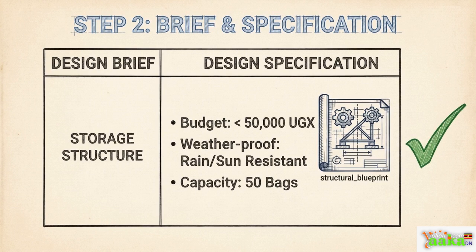The design specification sets our measurable rules. The rack must cost under 50,000 shillings, it must be weather-resistant, and it has to hold exactly 50 bags. While the brief gives the project its direction, the specification provides the criteria used to judge the final product.